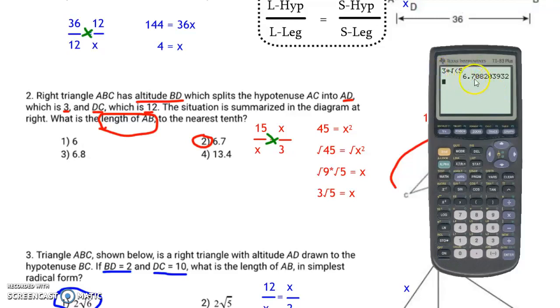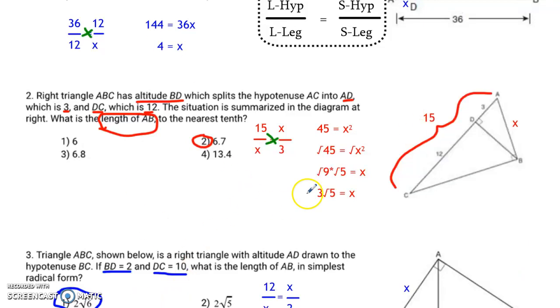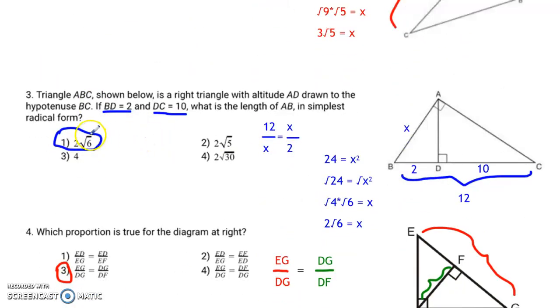3 times radical 5 is 6.70. That doesn't round to 6.8 because there's a 0 right here. 6.7 is the correct answer. Nice. Question number 3, 2 radical 6 is your answer because, again, 12 divided by x equals x divided by 2.